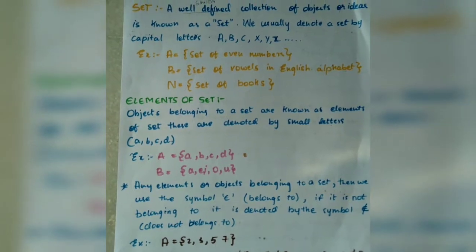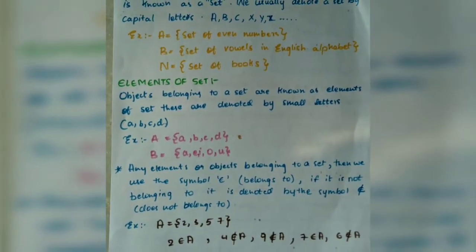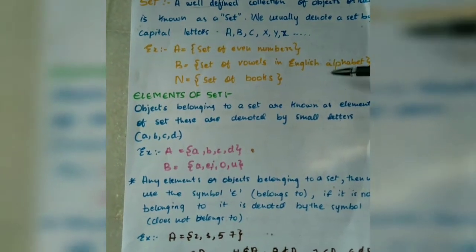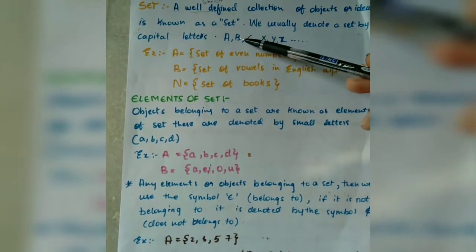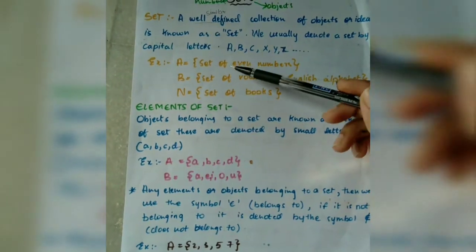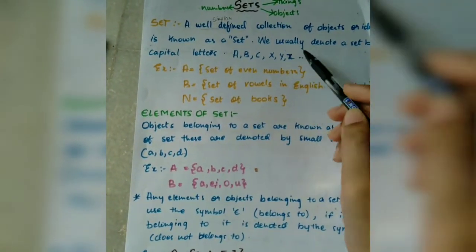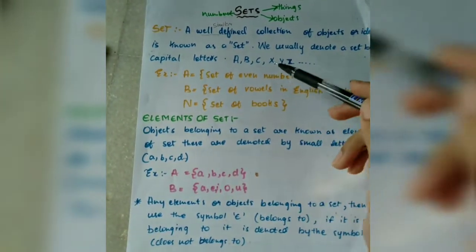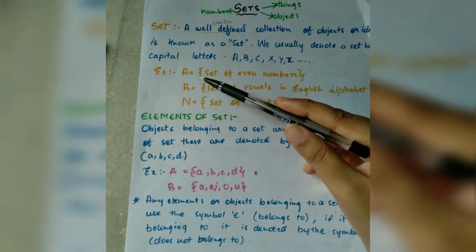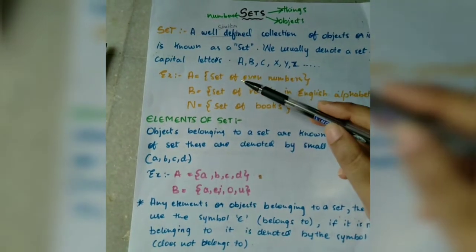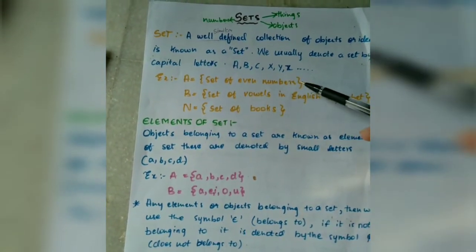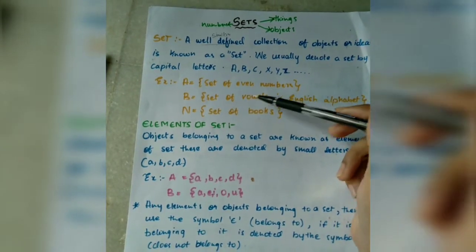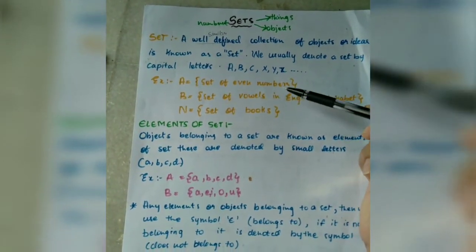So what is a set? A similar collection of objects or ideas is known as a set. We usually denote a set with capital letters, and we write a set in flower brackets. Look here, these are curly brackets, flower brackets. We denote it with capital letters. A set can be a set of even numbers like 2, 4, 6, and so on.